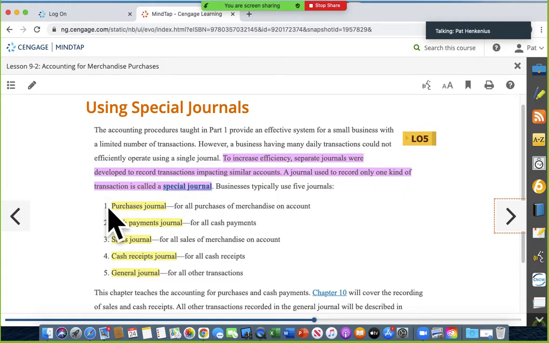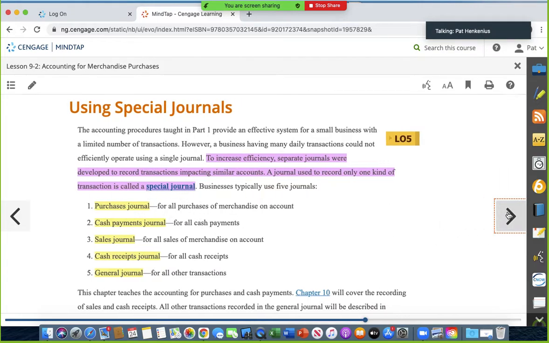A journal used to record only one kind of transaction. So when we write a check, it'll only be put into the cash payments journal. When we receive cash, we will debit cash in the cash receipts journal. They're done to simplify things. Sometimes people don't like it, but you get used to it, and it's pretty simple. You get used to going just to that journal. The purchases journal is the simplest of them all. There's only one column.